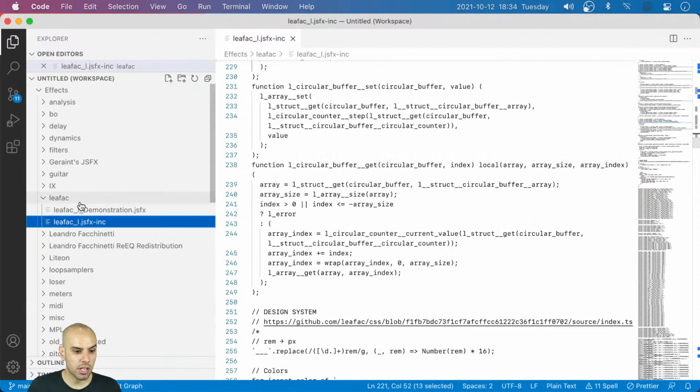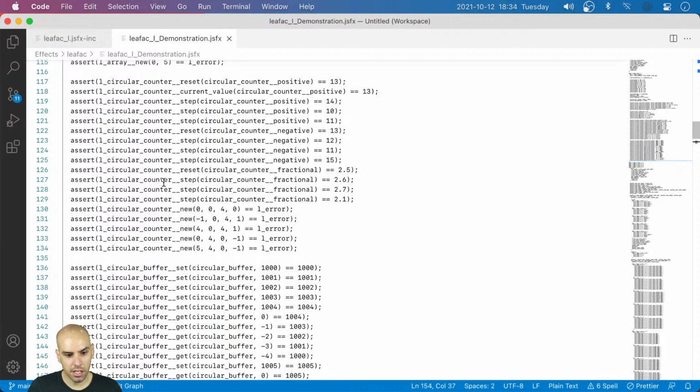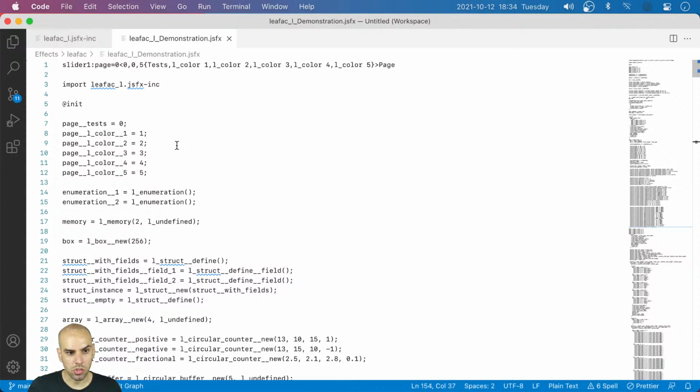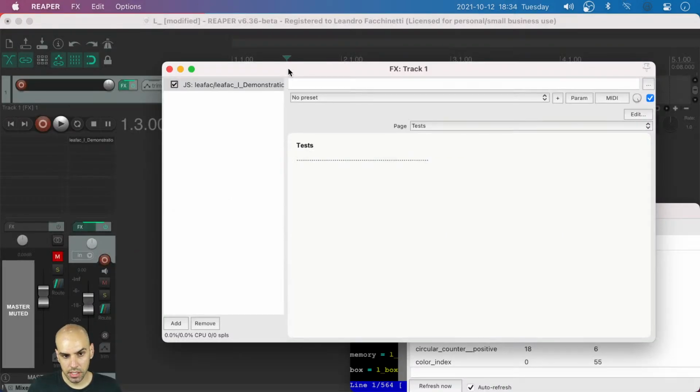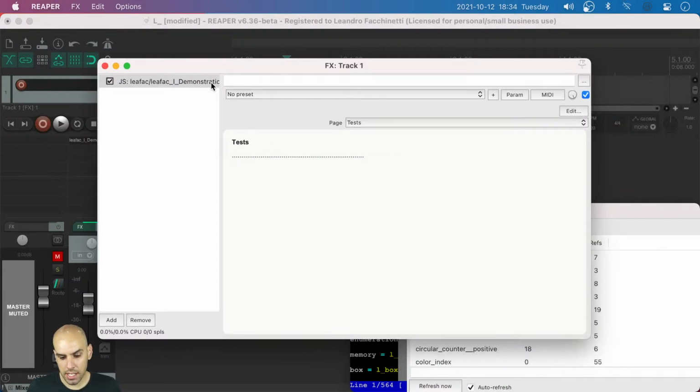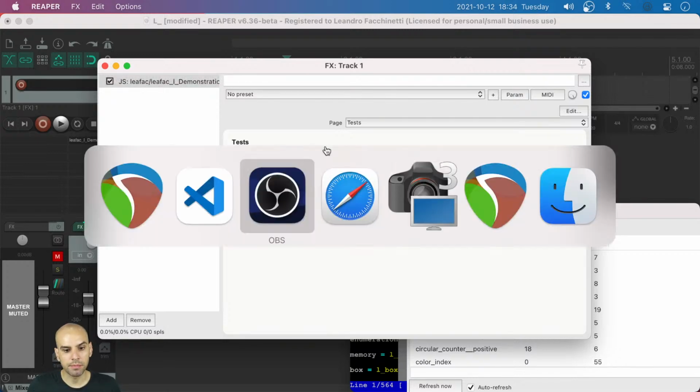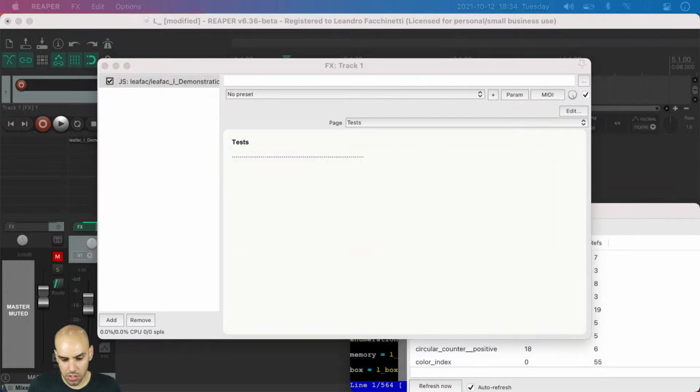And of course, because I changed all this in the library, I changed that in the example as well. So I have this effect that is for demonstration and for testing. And in this, I'm using the library. So I changed the tests and the demonstration accordingly.